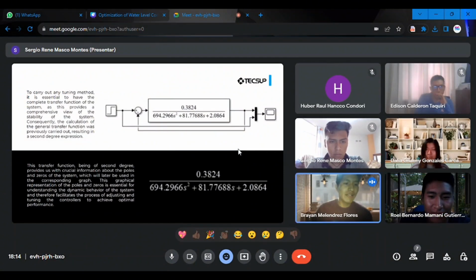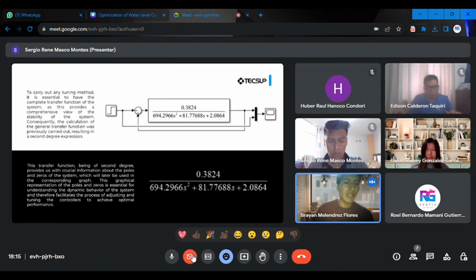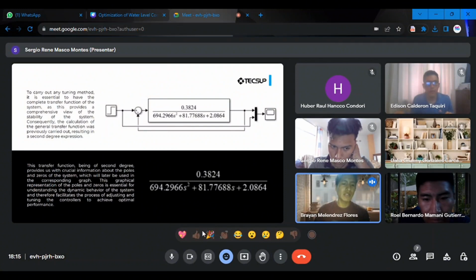Okay. To carry out any tuning method, it is essential to have the complete transfer function of the system, as it provides a comprehensive view of the stability of the system. Consequently, the calculation of the general transfer function was previously carried out, resulting in a second degree expression. This transfer function provides us with crucial information about the poles and zeros of the system, which will later be used in the corresponding graph.